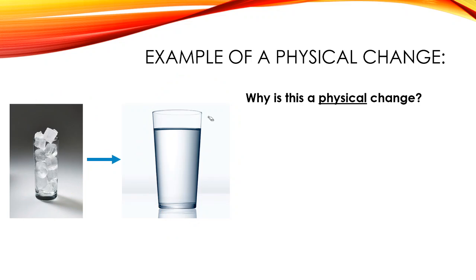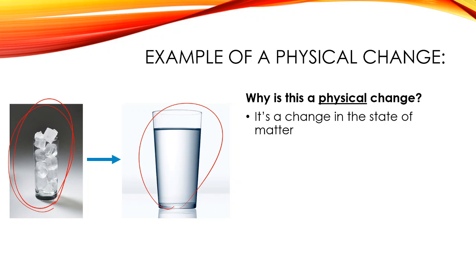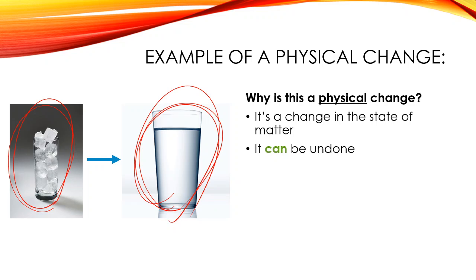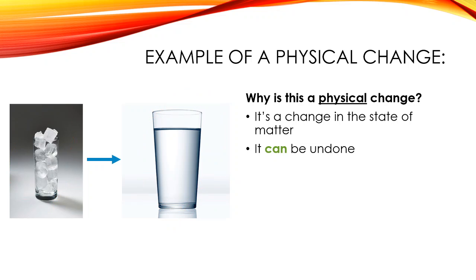Why? How do I know it's a physical change? Well, let's think about what we just heard. It's a change in the state of matter, right? It's just matter. You have water over here and you have water over here. This is solid water and that's liquid water. That means it's changing state. It can be undone. I could take this water and put it back in the freezer and turn it back into ice again and just undo the change. Simple enough. That's how ice cubes are made. You can freeze water, you can melt it, you can undo it anytime you want.